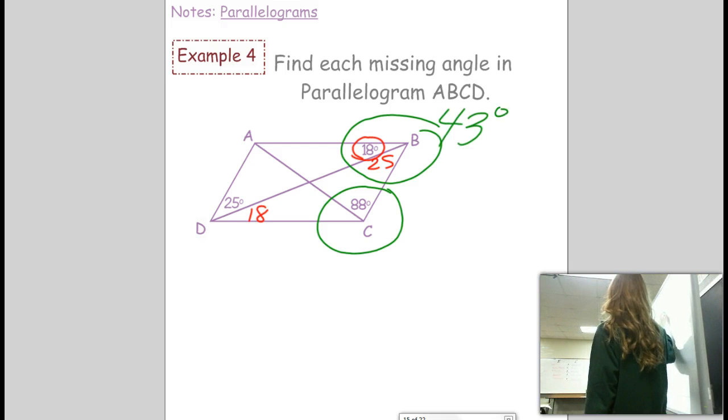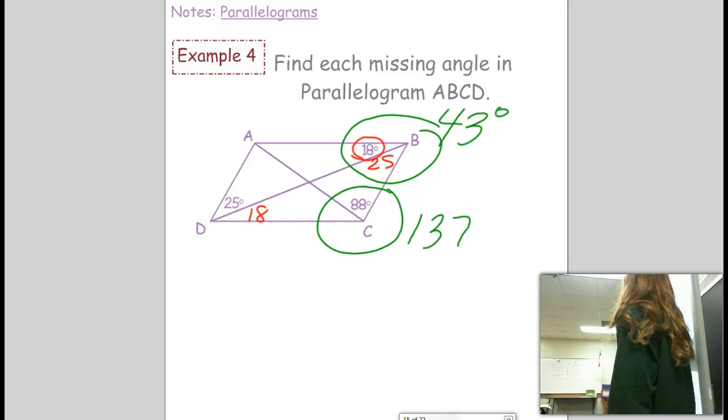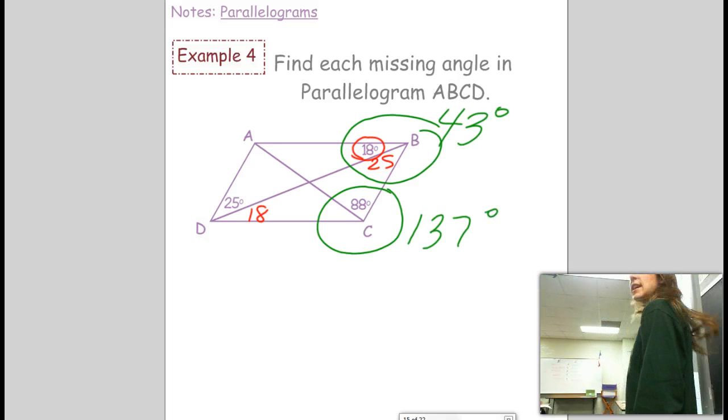That angle is 43. So this angle is supplementary with 43. 137. Yeah, 137. So there we go. And now you subtract 88.